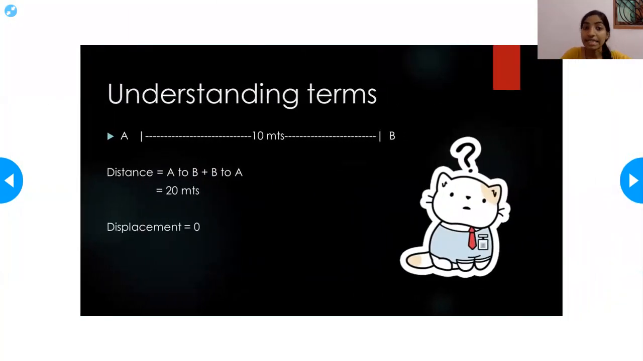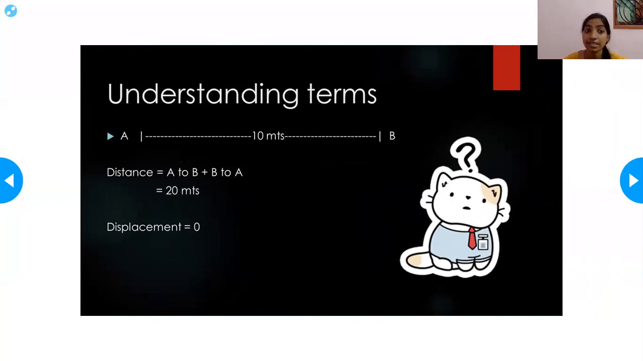Let's take an example to understand this. There are two objects, A and B. The distance between both of them is 10 meters. So now, when we have to calculate the total distance, it is from A to B, but it is told that the object moves from A to B and then it comes back to A. So the total distance will be A to B, which is 10, plus B to A, which is again 10. So it comes up to 20.